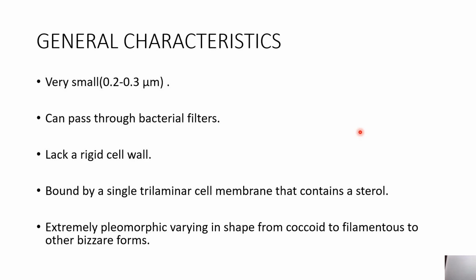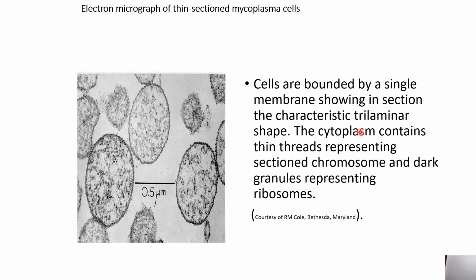So what are the general characteristics? Very small, they can pass through bacterial filters, lack a rigid cell wall, and are bound by a single trilaminar cell membrane that contains a sterol. They are extremely pleomorphic, varying in shape from coccoid to filamentous to other bizarre forms. Cells are bounded by a single membrane showing in section the characteristic trilaminar shape. Cytoplasm contains thin threads representing sectioned chromosome and dark granules representing ribosomes.